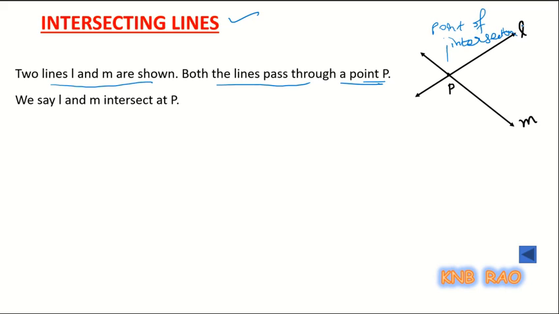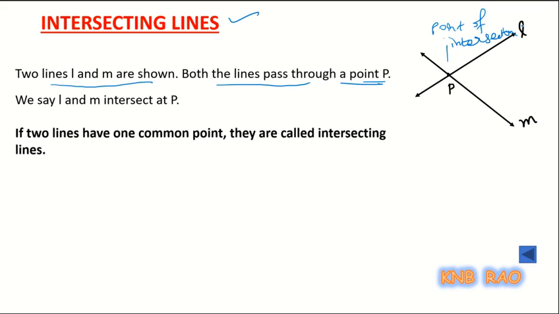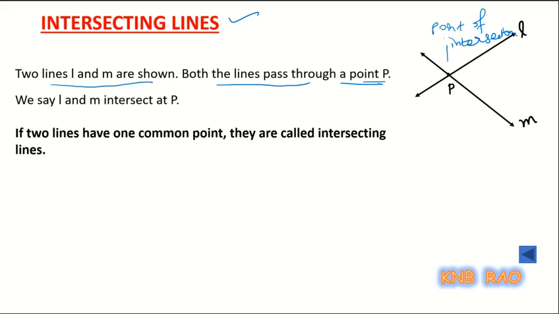Okay, so if 2 lines have one common point, they are called intersecting lines, and that point is called the point of intersection or intersecting point also. Then coming next to that topic, parallel lines.